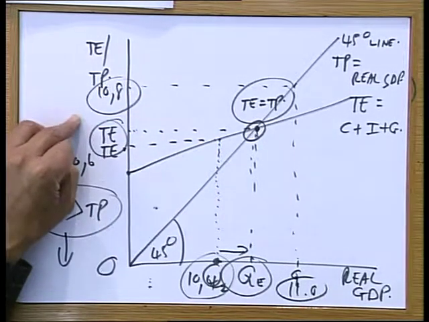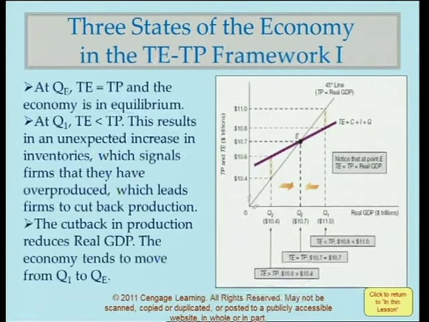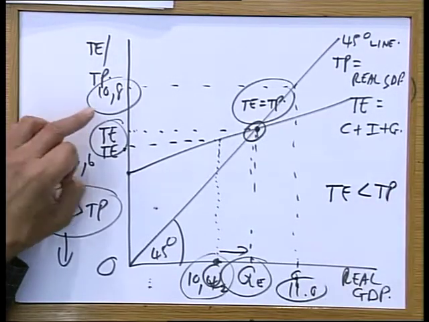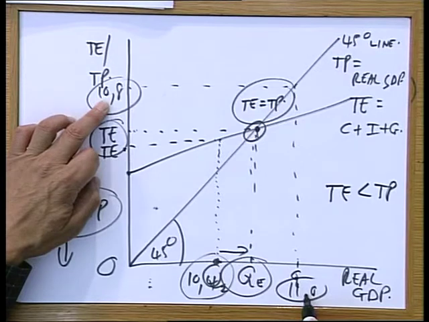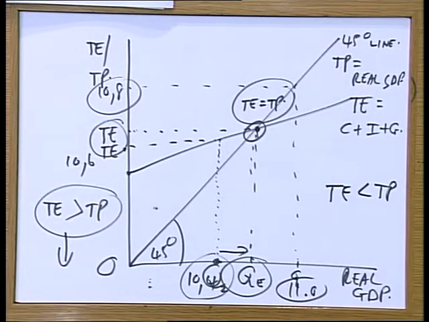So if we go back to the previous slide at Q1, what will happen? TE is smaller than TP. 10.8 is smaller than 11. So what has actually happened? There's an overproduction of goods and services. The total expenditure, the demand for goods and services in the economy, is less than the total production of goods and services. So what will happen with inventories? That is the important thing. The change in inventories will get the economy from a disequilibrium back to equilibrium, right?